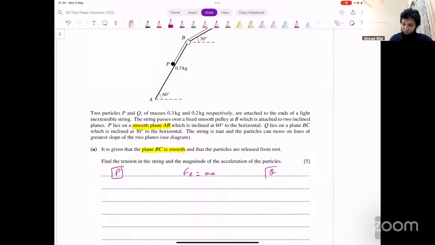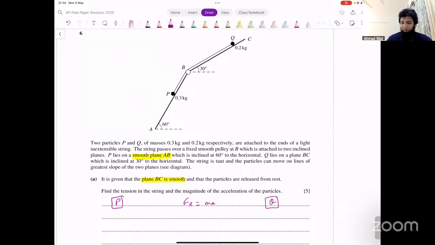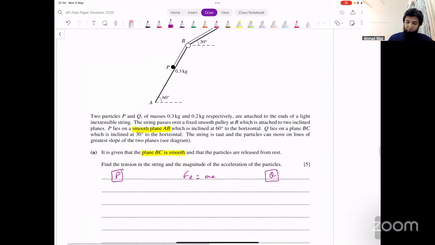Which direction are they going to move in? Both surfaces are smooth. In the absence of any other forces apart from weight and tension, the only direction they can move in is this direction, right? So they move in the downward direction. What's the forward force for them? This is the forward force.